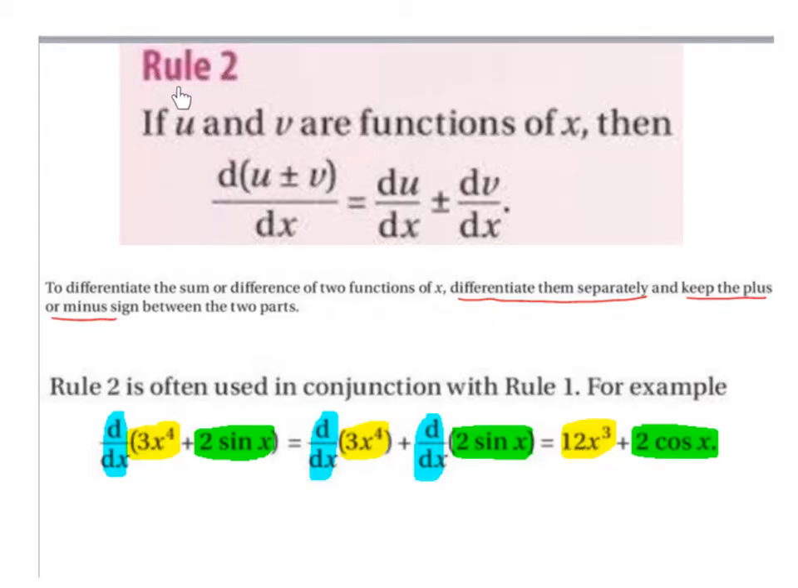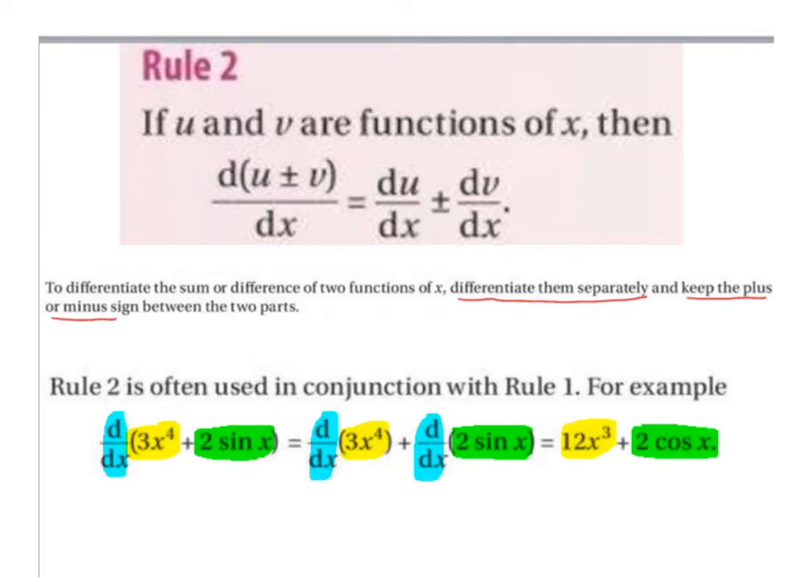Rule 2. If u and v are functions of x, then d(u plus minus v)/dx is equal to du/dx plus minus dv/dx. To differentiate the sum or difference of two functions of x, differentiate them separately. Keep the plus or minus sign between the two parts. Rule 2 is often used in conjunction with Rule 1.